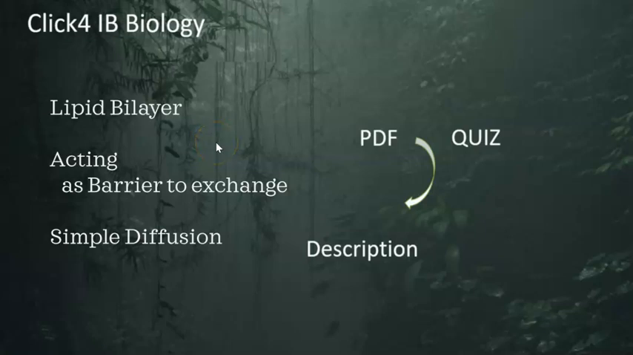Click for IB Biology. Here we're looking once more at the simple diagram of our membrane, the lipid bilayer structure. And we're looking at how it's acting as a barrier to exchange, regulating what goes in and what goes out. And we'll begin our analysis of that by looking at the process of simple diffusion.